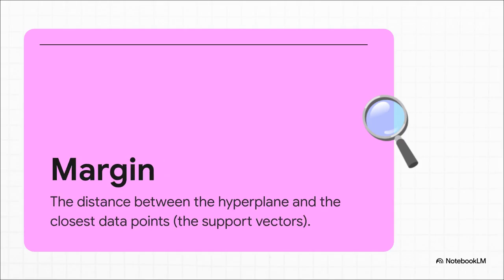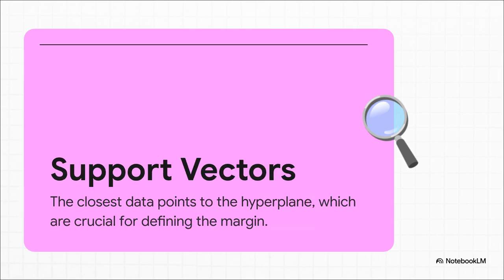Next, you've got the margin. And that's literally our street, right? It's that empty space, that buffer zone on either side of the hyperplane. And the SVM's entire goal is to make this street as wide as it can possibly be. And finally, and these are the real VIPs of the whole operation, we have the support vectors. These are the specific data points from each group that are closest to the hyperplane. They're the ones sitting right on the edge of that street, and they're what support the whole thing. They define where that boundary has to go.